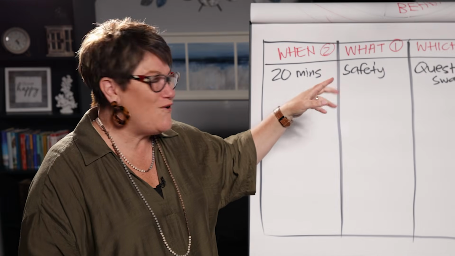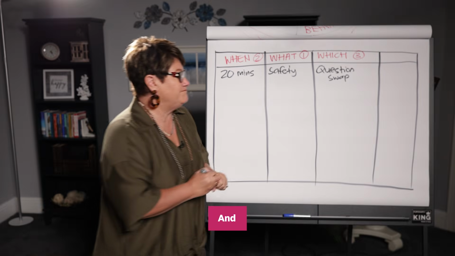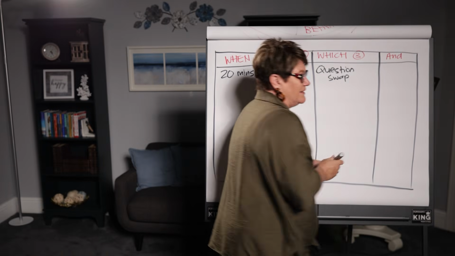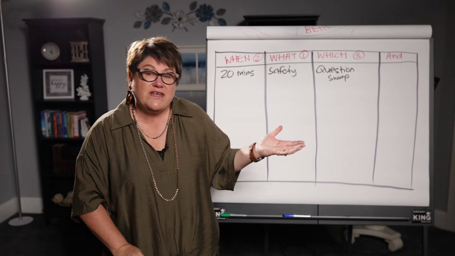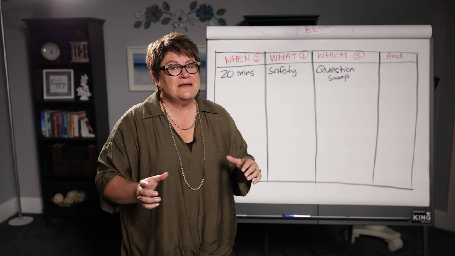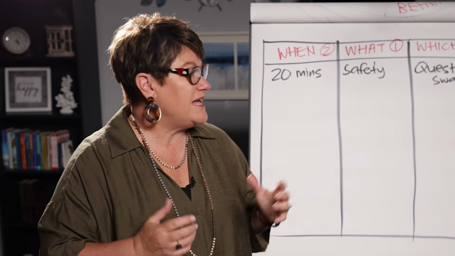Now you'll notice there's a fourth column, which I haven't mentioned yet, and I simply call that the and column. That's simply where I put a list of resources or things I need to prepare ahead of time to make sure on the day everything's going to flow like clockwork. And so there you go. That's how you design a workshop.